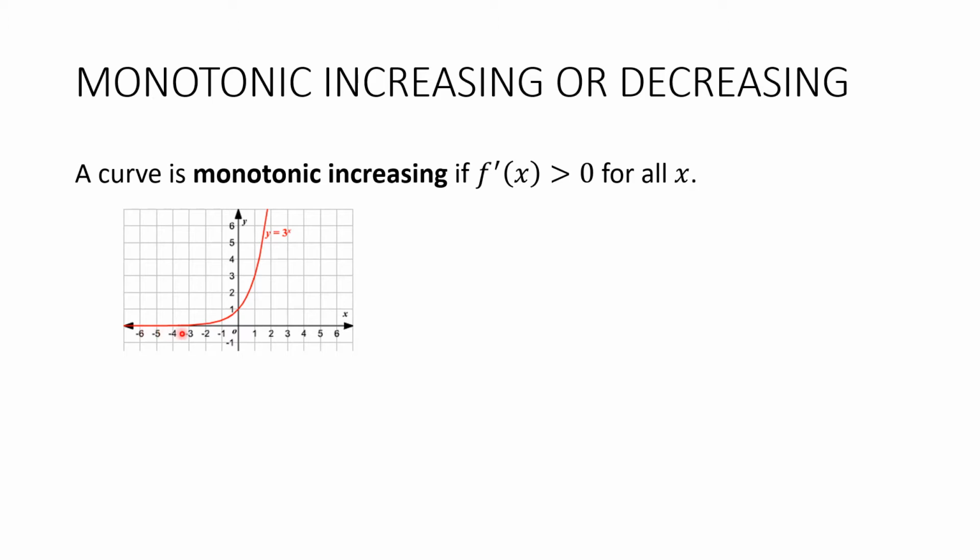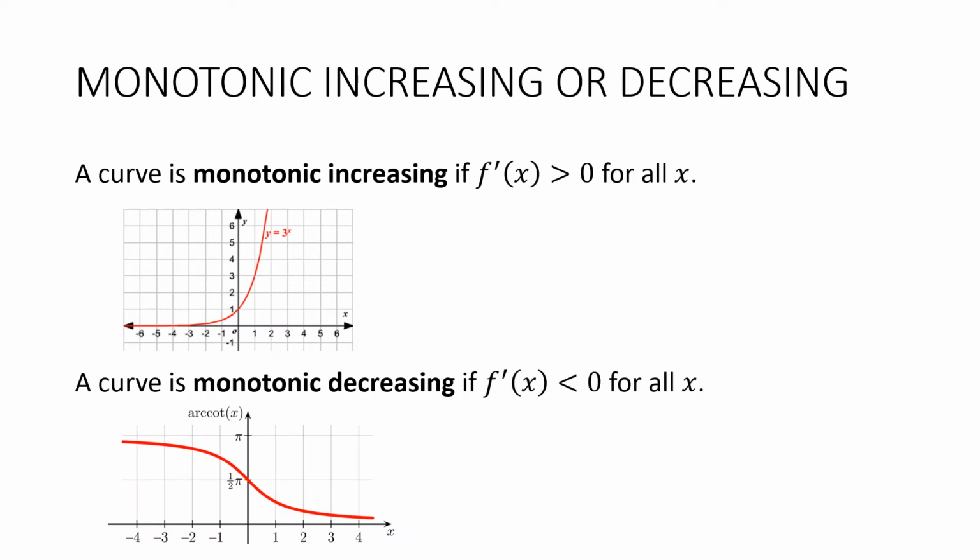Also recall that a curve is monotonic increasing if the derivative is always greater than 0. For example, this is an exponential. We can see that the gradient of the tangent would always be positive. So this curve is monotonic increasing. A curve is monotonic decreasing if the derivative is always less than 0, like this example here.